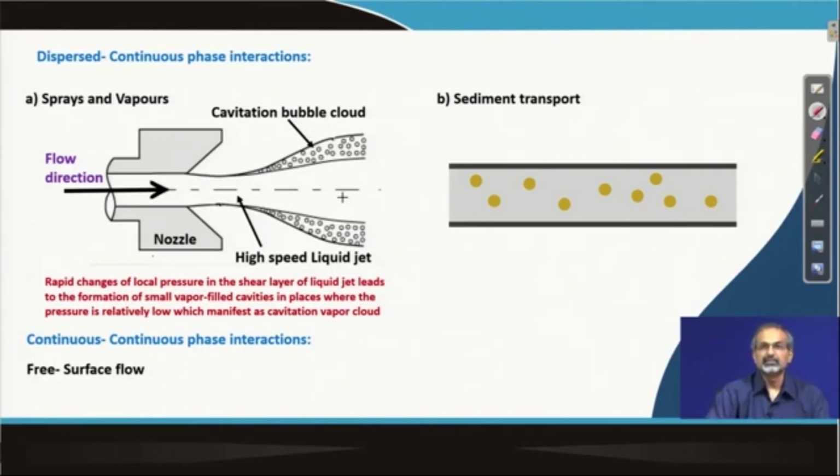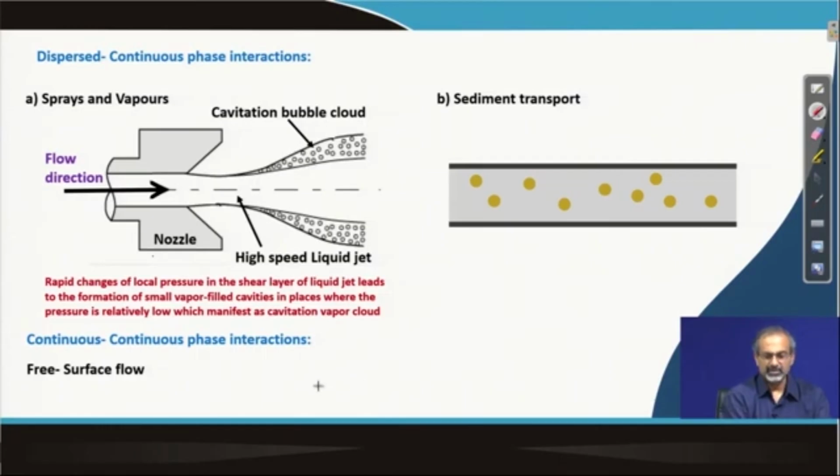Another instance is given in figure B, where you find that there are particles moving through a pipeline which are essentially carried by the bulk flow of the fluid. The particles are indicated by the yellow spots. So, they are essentially the sediments which are transported through the bulk fluid motion. So, you have dispersed particles in a continuous liquid.